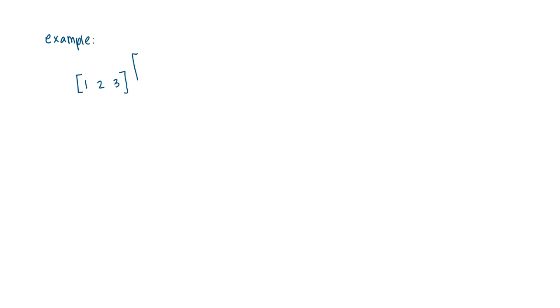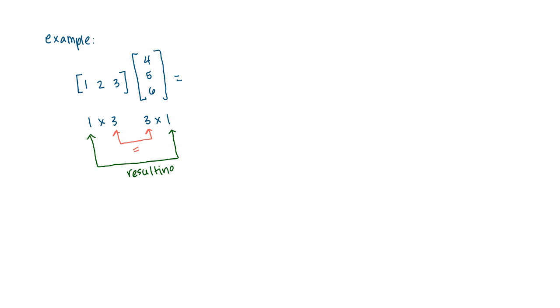Let's do an example where we multiply a row vector by a column vector. My row vector is 1, 2, 3. My column vector is 4, 5, 6. First, note that my row vector is a 1 by 3 matrix, and my column vector is a 3 by 1 matrix. The number of columns in my row vector matches the number of rows in my column vector. Those 3's match. And then the number of rows in my row vector matches the number of columns in my column vector, which results in a 1 by 1 matrix.